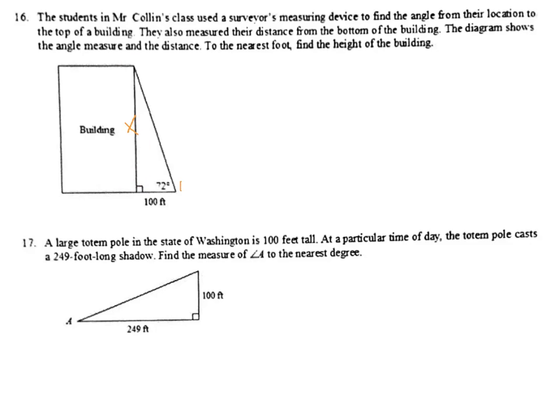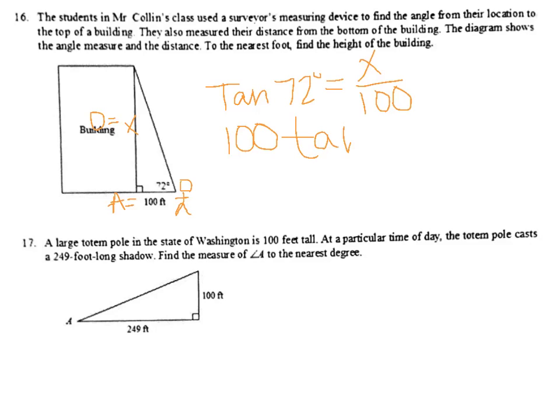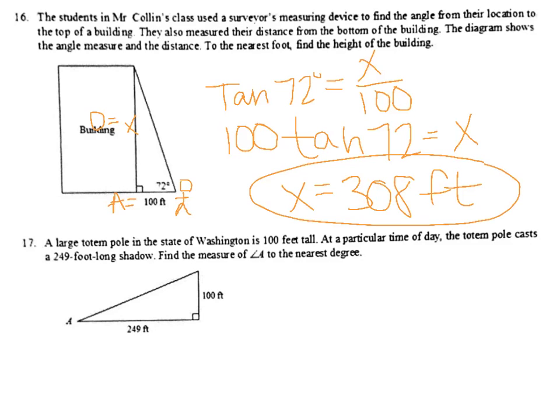And if I draw my person at 72, I see that my opposite side is x, my adjacent side is 100 feet. So I know I have to use the tangent of 72 degrees, and that's going to equal opposite over adjacent. So again, I multiply these two things. So I need to type into my calculator 100 tangent 72 equals x. When I type that in and round it to the nearest foot, I get x equals 308 feet.